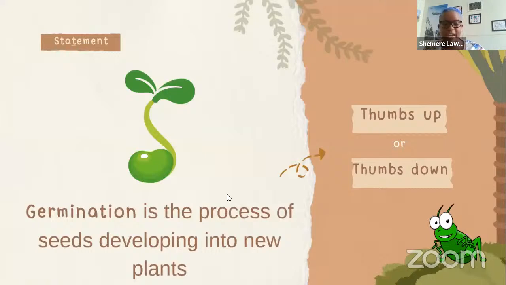Next one, germination is the process of seeds developing into new plants. Thumbs up or thumbs down? Thumbs up. Anybody else? Nobody else? The correct answer is thumbs up.